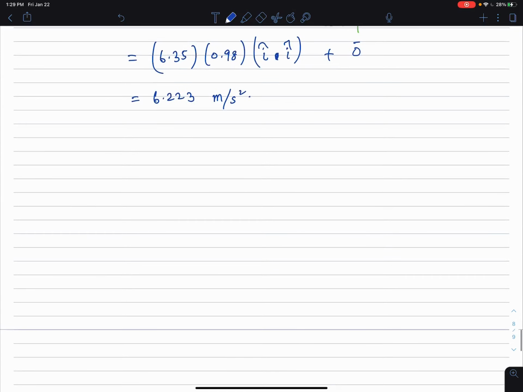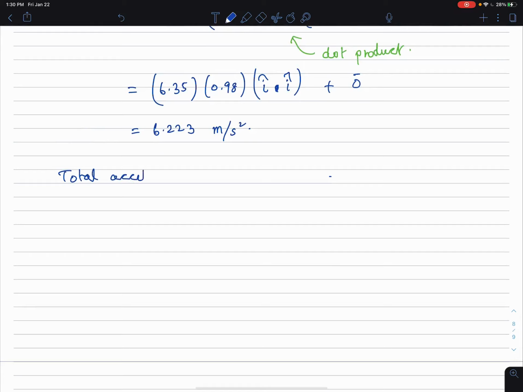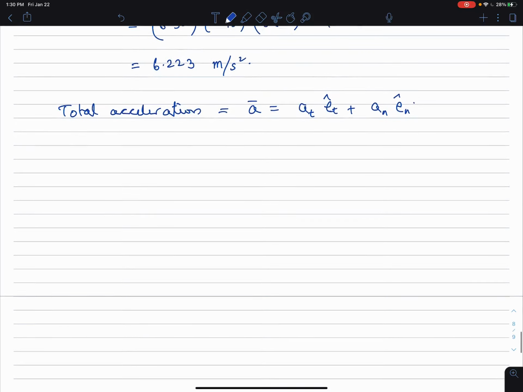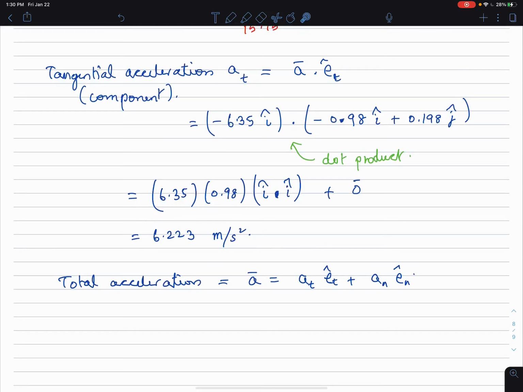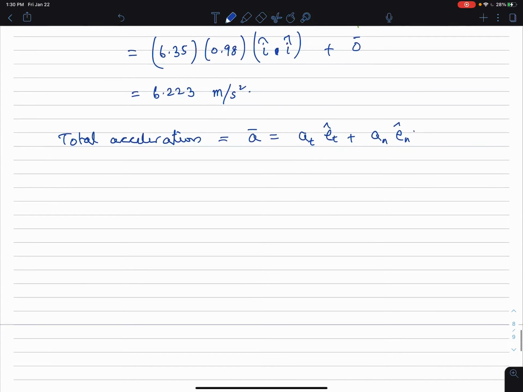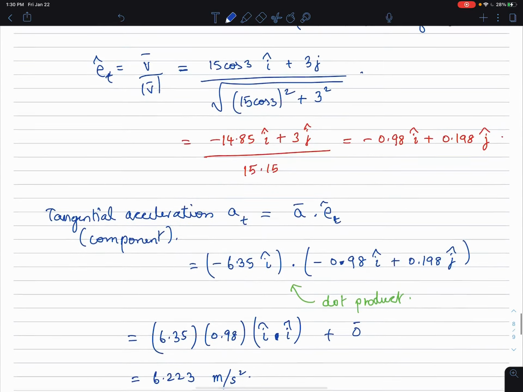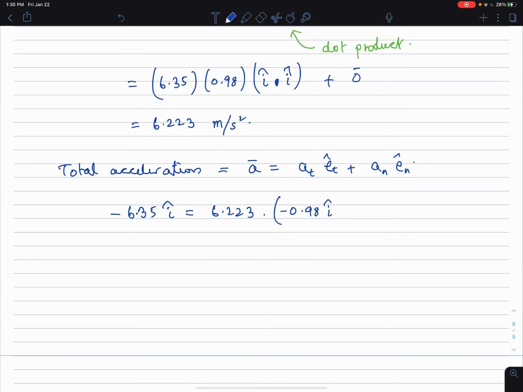That's the tangential acceleration. And then we can write the acceleration vector A equals the tangential acceleration, the component times the tangential vector, plus normal acceleration times the normal vector, okay? But we already know the tangential component and the tangential vector already. So we have minus 6.35 I equals 6.223 times E sub t, which is minus 0.98 I plus 0.198 j, and that's going to be equal to essentially En times An, okay?